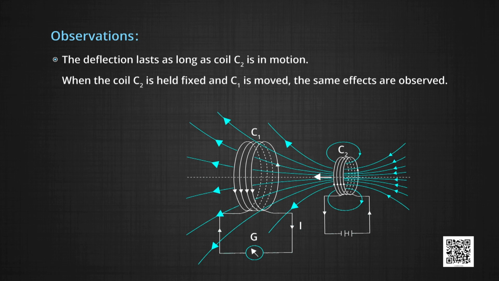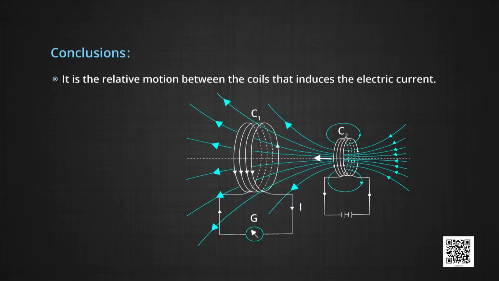The deflection lasts as long as coil C2 is in motion. When the coil C2 is held fixed and C1 is moved, the same effects are observed. Again, we can conclude that it is the relative motion between the coils that induces the electric current.